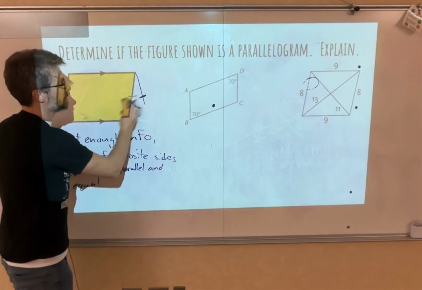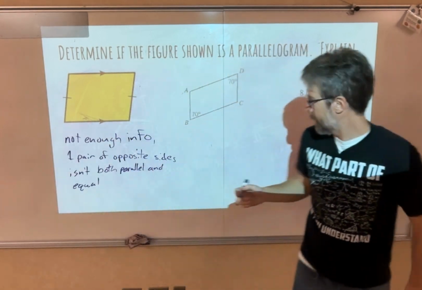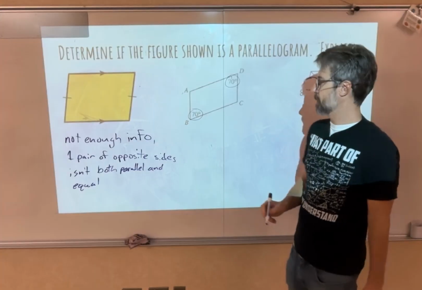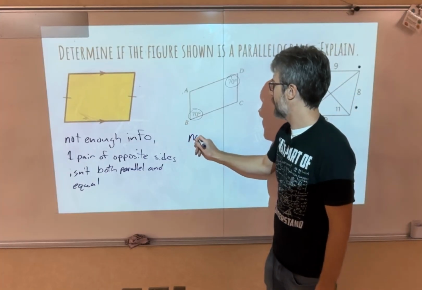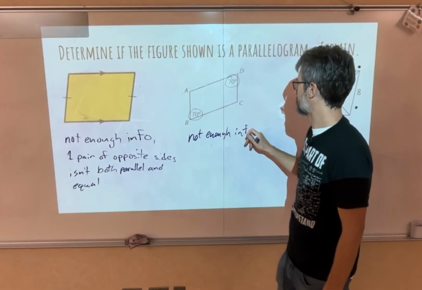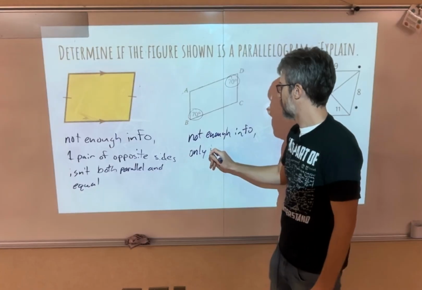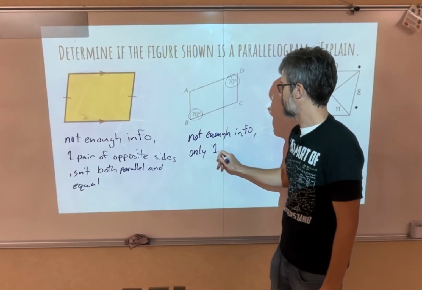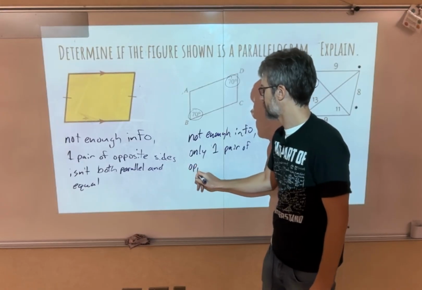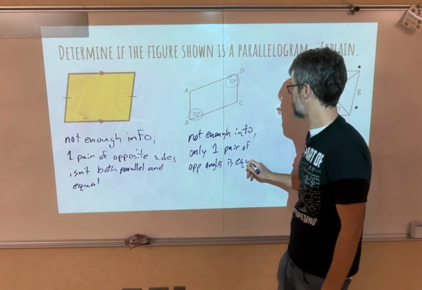All right, our next one. So another one. It sure looks like a parallelogram, right? But we only have one pair of opposite angles being equal. So this is another not enough info. And the reason is we only have one pair of opposite angles that is equal.